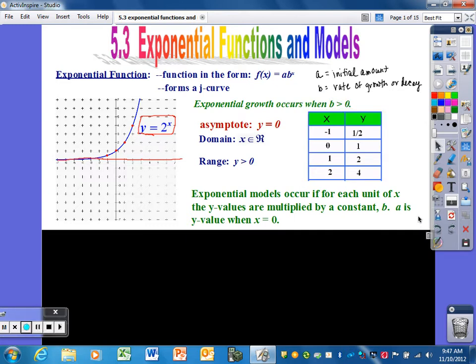Notice that exponential models will occur for each unit of x. The y values will be multiplied by a constant of b. A is the y value when x is 0. So in this case, right here, a is 1.